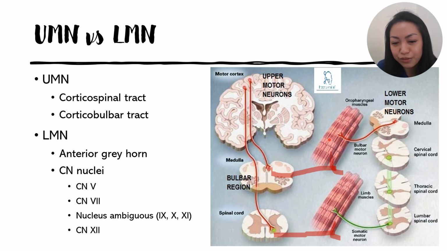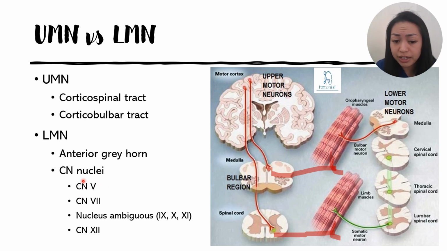Okay, so that kind of gives us a clue as to which cranial nerve this is. So which cranial nerves are supplied by the lower motor neuron that comes off after the corticobulbar tract? So the cranial nerve nuclei here, located here in the pons medulla region. So these are the nuclei of cranial nerves 5, 7, 12, and 9, 10, and 11.